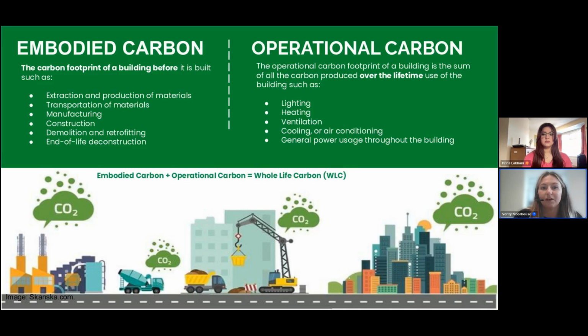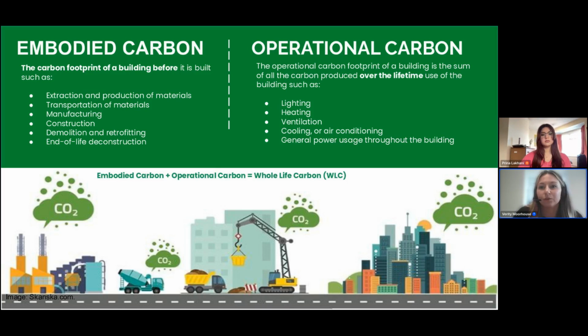So just to be clear what the differences are between embodied carbon, operational carbon, and whole life carbon. Embodied carbon is effectively all the emissions released right from the raw material extraction until you cut the ribbon on that building and it's ready to start being used. That's everything from the raw materials, transporting those materials, manufacturing all of the individual components of that building, and then constructing that building as well. It also includes the demolition of the building at the end of life, and any retrofitting or maintenance throughout the building.